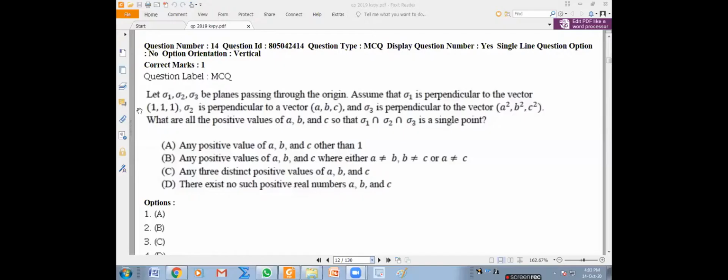If you look at the options, any positive value of a, b, c other than 1. 1 doesn't have any role here, okay? We have only a minus b into b minus c into c minus a. Any positive values of a, b, c, whether a not equal to b, b not equal to c, or... it is not or, it is and. So option B is also not correct. Any three distinct positive values of a, b, c: option C is correct. No two should be the same, so they should be completely distinct. Option D is not even possible. No, it is possible. Okay, so you have to very carefully differentiate between option B and option C. And option A doesn't have any role because we don't have any a minus 1 here.